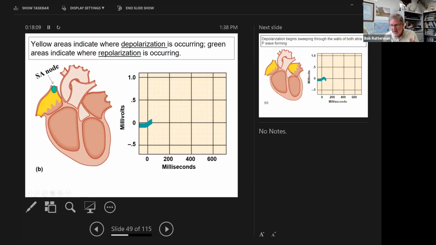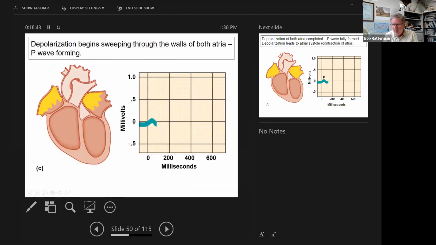But again, where's the yellow going to go next in the next slide? Any idea? The right ventricle? No. Nope. It's going to go on the left side to the left atrium. Atrium. They're both, two of them are atria, right? Singular atrium, plural atria. So there you go. Now the left atrium is being depolarized.